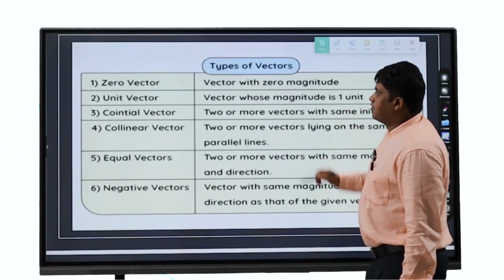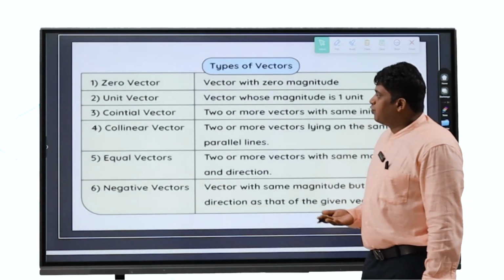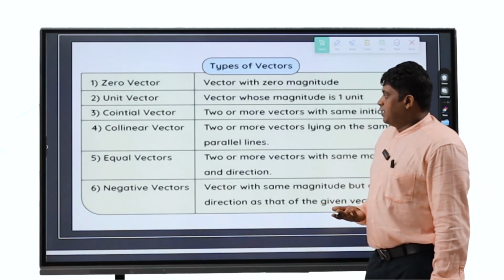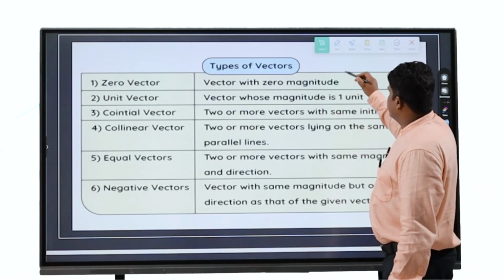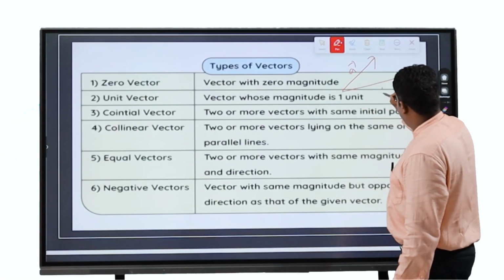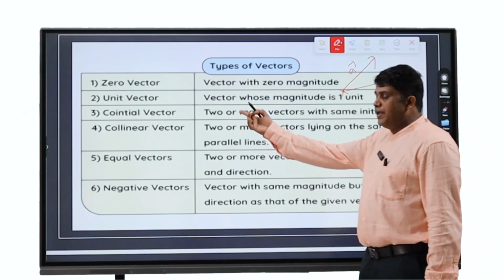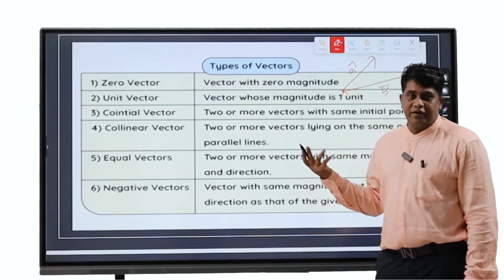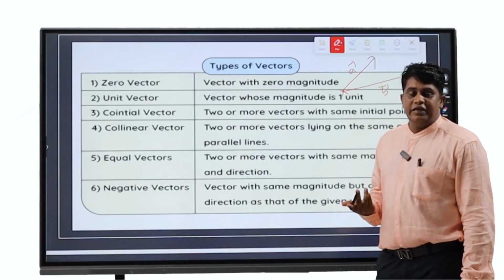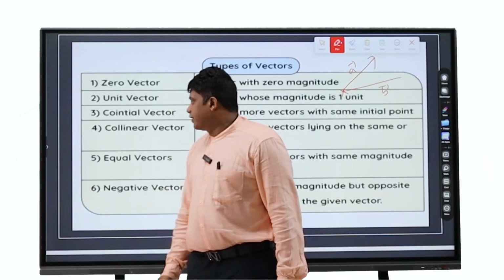Then different types of vectors: zero vector, a vector having magnitude 0; unit vector, having magnitude 1. We have already studied co-initial vectors. What is a co-initial vector? Let this be vector A and this be vector B, and they have the same initial point, then these vectors are said to be co-initial vectors. Collinear vectors we have already studied. What is the condition for two vectors to be collinear? Vector A is equal to lambda times vector B.